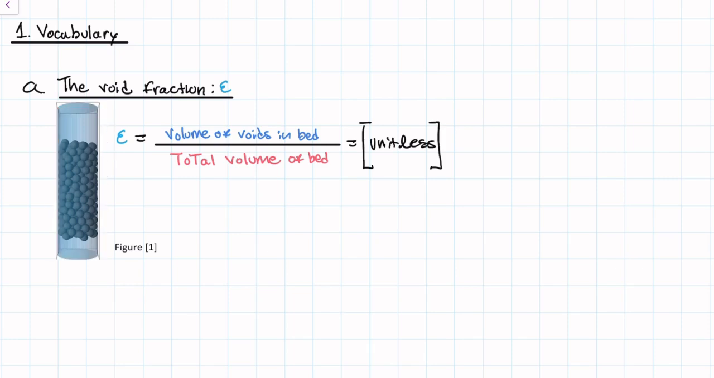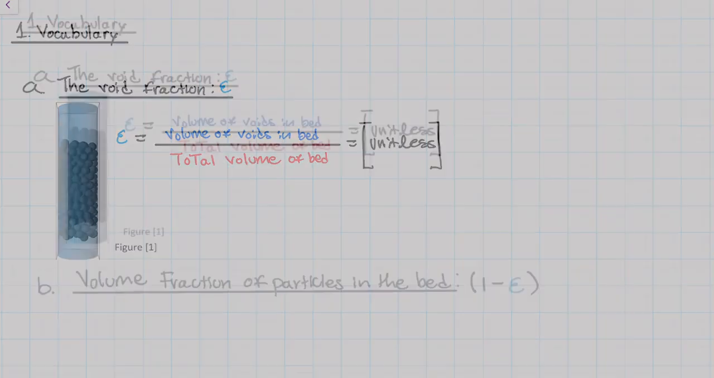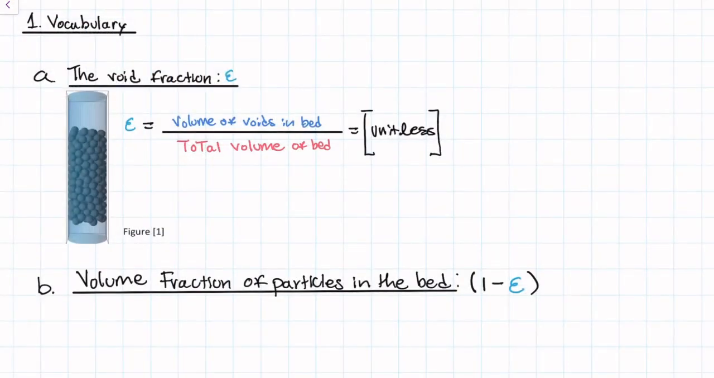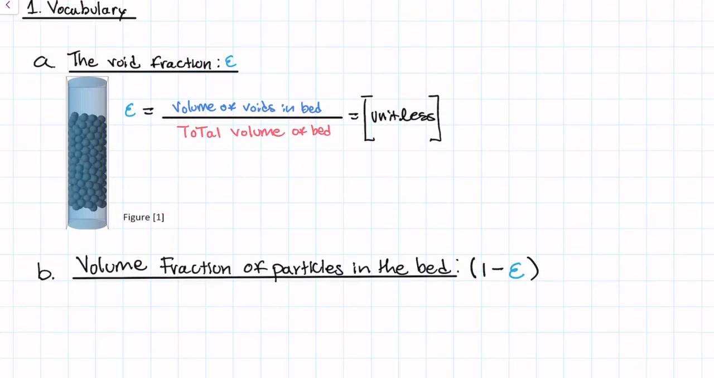And this void fraction ends up representing essentially the percentage of the bed or the percentage of the system that's not taken up by particles. Intuitively then, if we wanted to describe the percentage of the bed or system that is taken up by the particles, we would do 1 minus the void fraction. So essentially 100% minus the percent of the void. And this yields the percent of the system that is taken up by the particles in the bed.